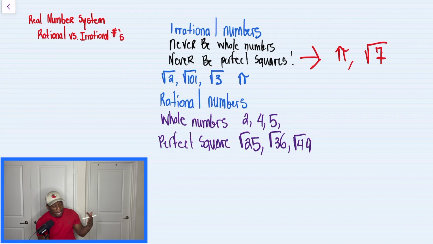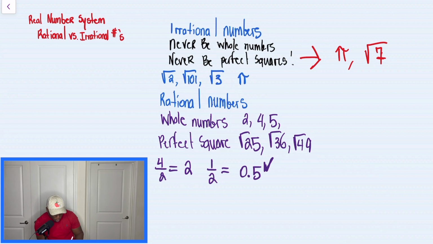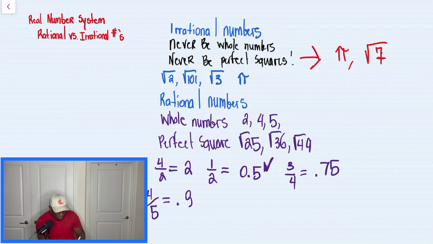Now, when we come to the fraction part, please understand, guys, that something like 4 over 2 is a whole number. That's rational. 1 over 2, as a decimal, it stops, right? It's just 0.5. So decimals that stop, those are rational numbers. So 1 over 5, 1 over 2, which is half, 3 over 4, which is 0.75, 4 over 5, which is 0.80. If you look at it, those decimals stop. So these are rational numbers.